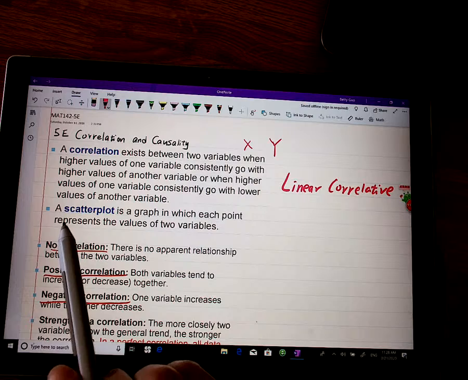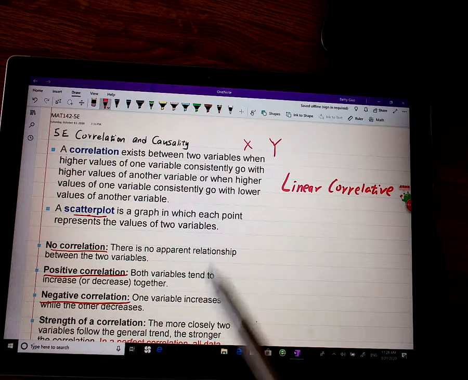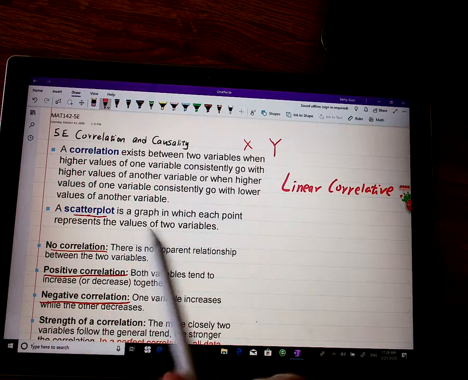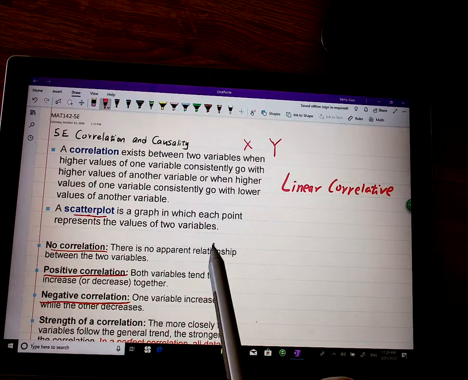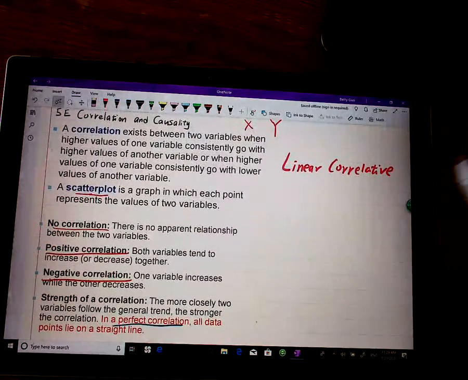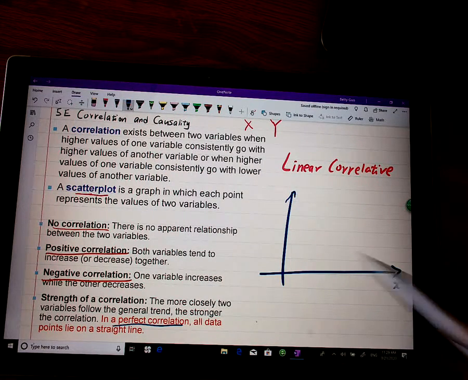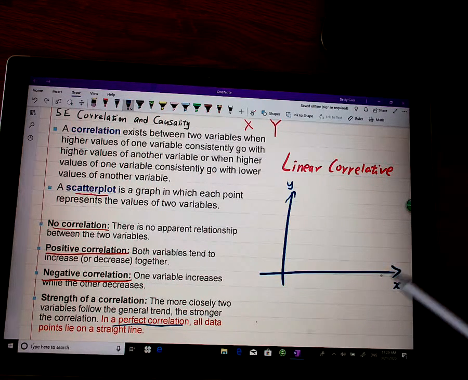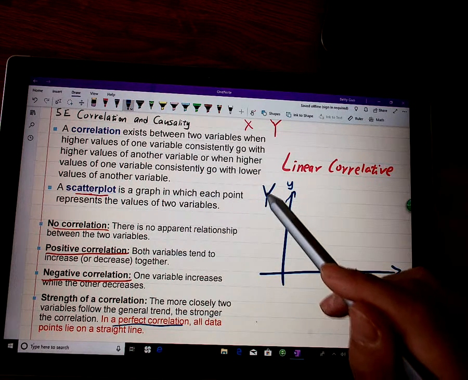We use a scatter plot to describe or analyze the correlation of two variables. A scatter plot is a graph in which each point represents the values of two variables. For example, if we have a scatter plot here in a rectangular coordinate system, let's say the x-axis has the values for variable x, and the y-axis has the values for variable y.